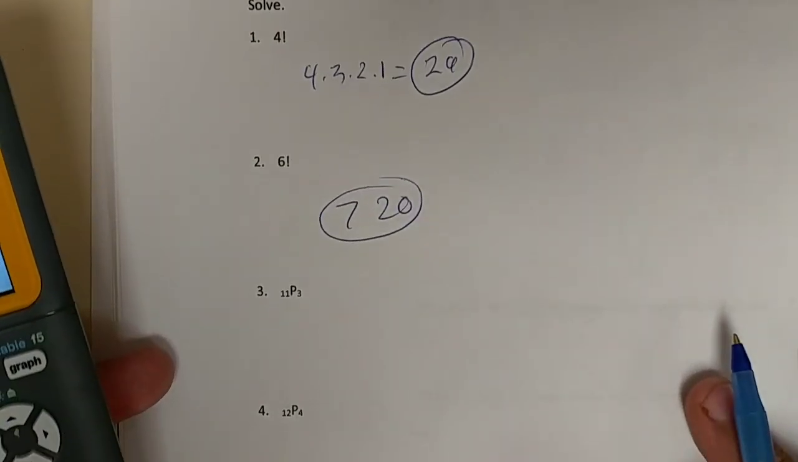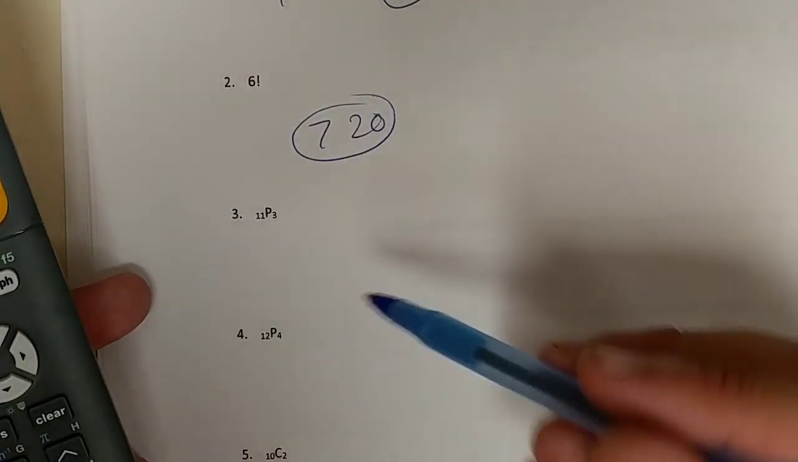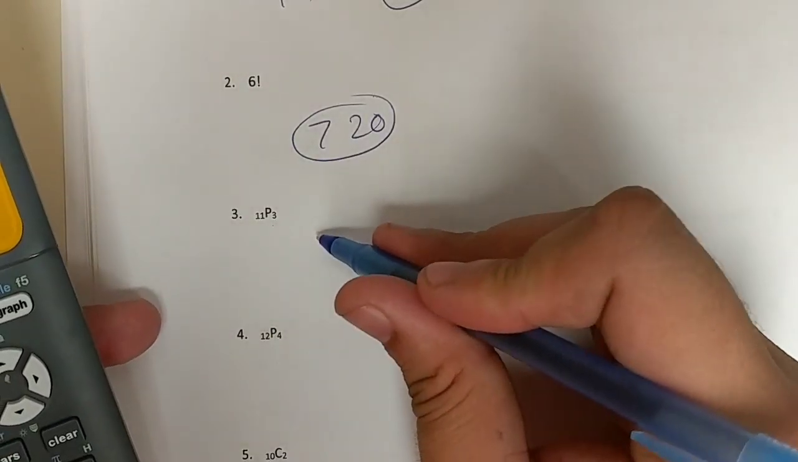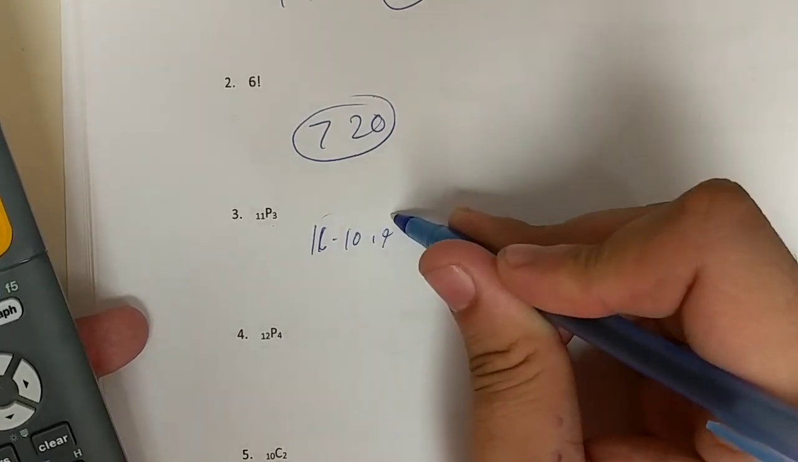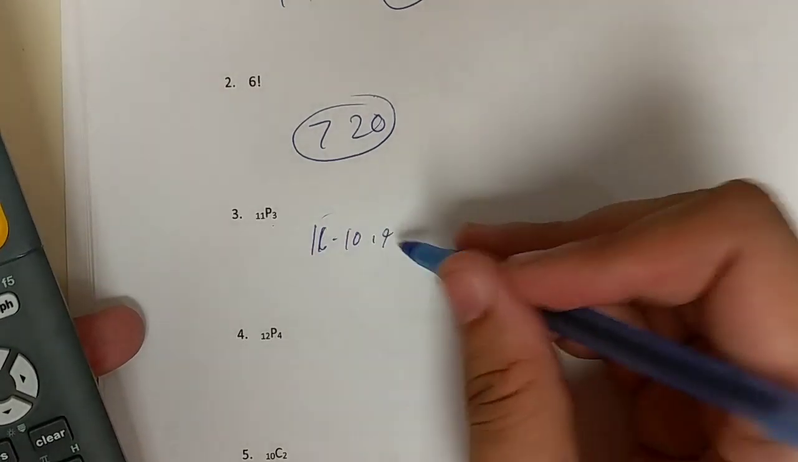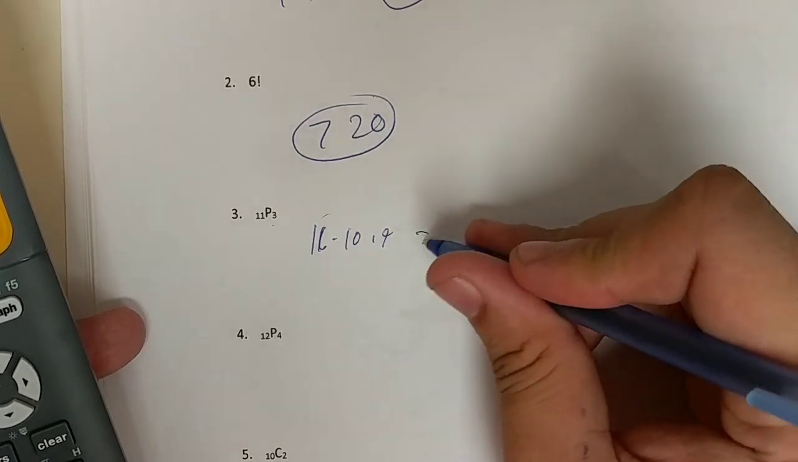As you type it in the calculator. 11P3. So how do you do 11P3? By hand, it's 11 times 10 times 9. You go down 3 numbers. So you have 3 numbers here. 11 times 10 times 9, that's 990.